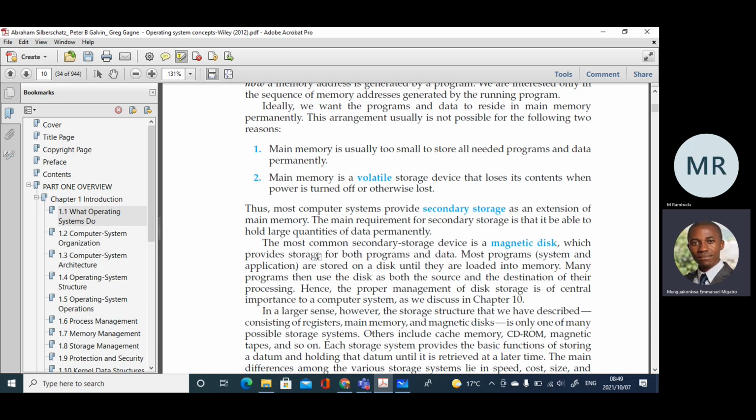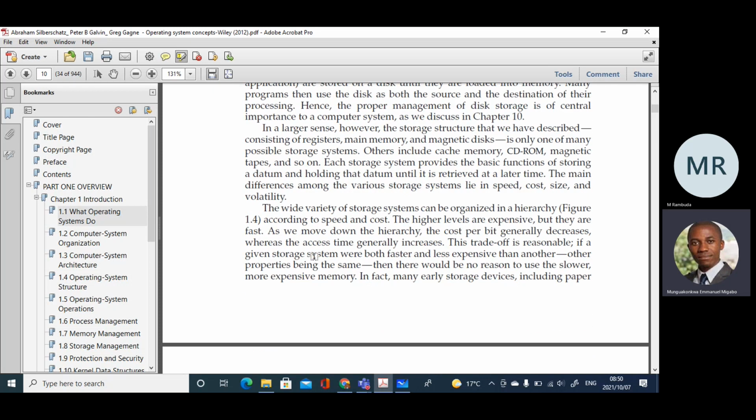The common secondary storage type is the magnetic disk. On a computer system, mostly we have disks. On a microcontroller system, you might have an external flash, a memory card, or an external EEPROM. But when it comes to computer systems like your personal computers, your servers, your mainframes, we often refer to these extra memories as disks. They provide storage for both programs and data. Okay, that's important. So the wide variety of storage systems can be organized in a hierarchy.